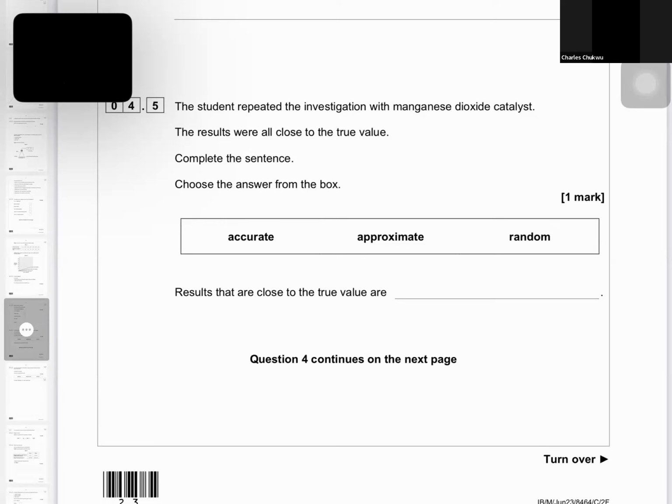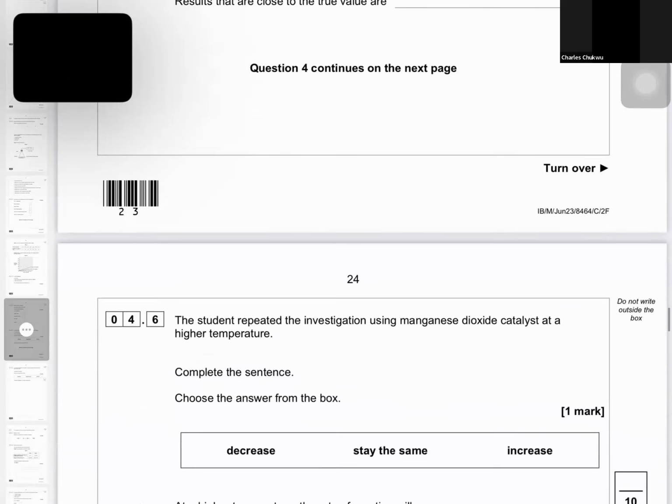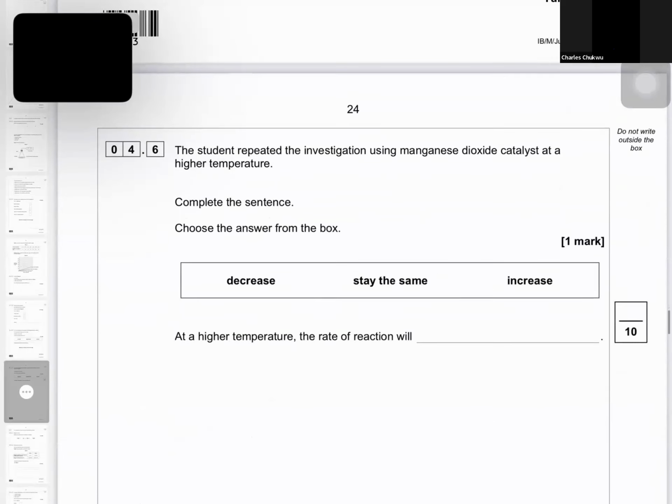The results were all close to the true value. If it says it's accurate, then it's probably as close as it could be. So there are measures of closeness now. It's accurate, that's fine, let's go with that. But obviously random is out of the picture, because random is just going anyhow. That would not be the answer.